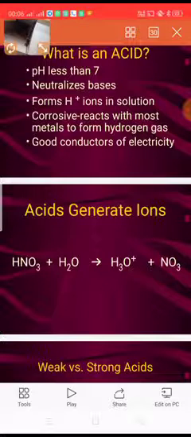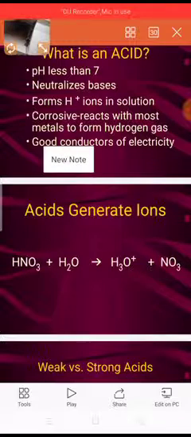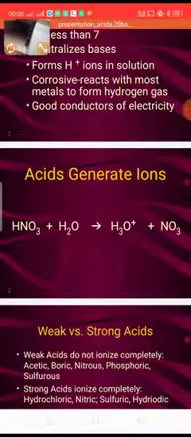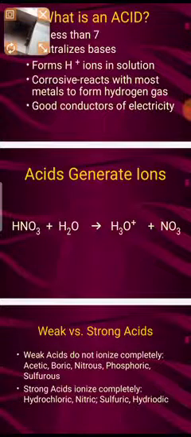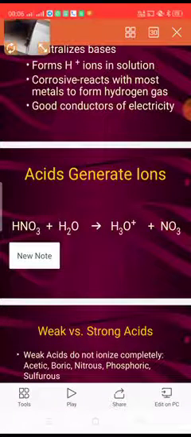Here is another example shown on the screen, where acids generate ions. The second example: nitric acid plus water gives the hydronium ion H3O+ and NO3-.